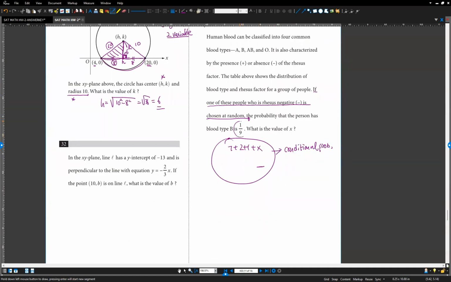The probability is 1/9. Blood type B is only 2 out of this number, that is 10 plus X. That's the probability, right? We have only 2 chances because there are 2 people out of 10 plus X. That probability equals 1/9.